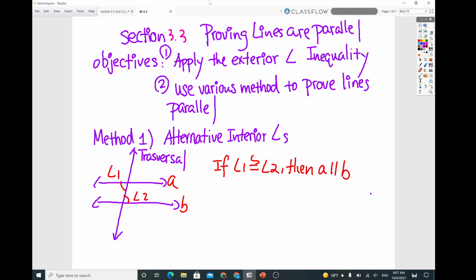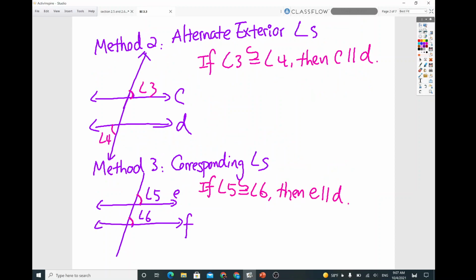As we talked about earlier, there are the corresponding angles, alternate interior, alternate exterior, and same side interior angles. Method 1 would be alternate interior angles. Let's say angle 1 is congruent to angle 2. By using the converse of alternate interior angles, we can show that line A is parallel to line B. Method 2 is similar, alternate exterior angles. If angle 3 is congruent to angle 4, by using the converse of alternate exterior angles, we can show that line C is parallel to line D.